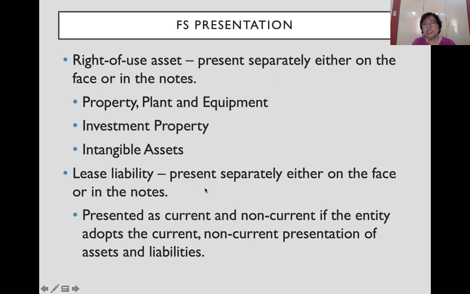The lease liability shall be presented again separately, either on the face or in the notes. So you may lump financial liabilities, or you may present separately on the face lease liability. Then you have other financial liabilities. If the company uses the current and non-current presentation of assets and liabilities in the statement of financial position, then the lease liability will have to be apportioned into current and non-current portion, which we will exemplify later.